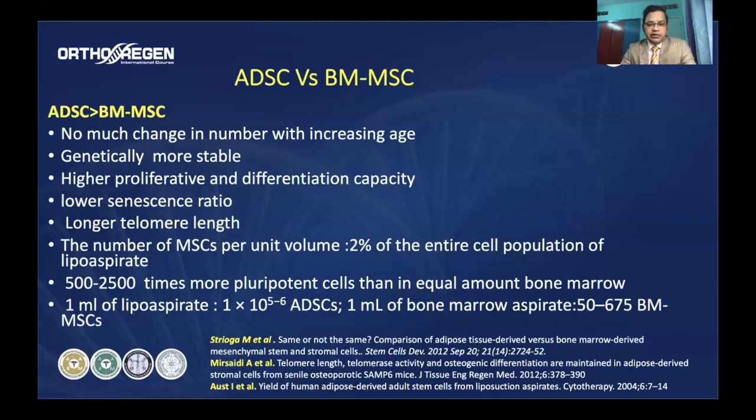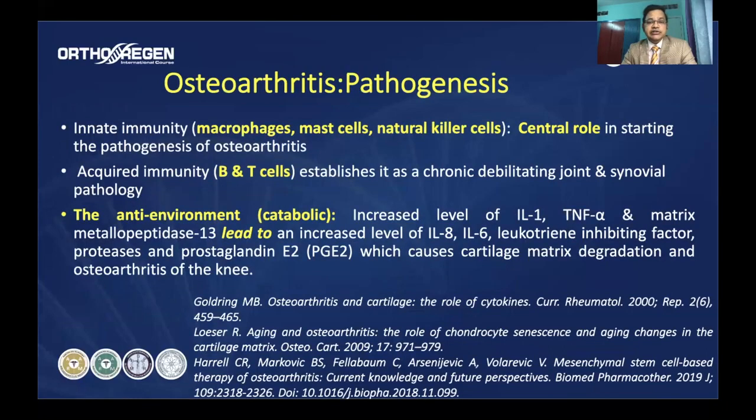But this is debatable, because those who use bone marrow say the number may be less, but the quality is better. The colony-forming units are better in the bone marrow. And those who use adipose say it's easy, the numbers are more, they have better proliferation capacity. But those who use bone marrow say no, the quality of colony-forming units may not be better in adipose-derived stem cells. So this is an ongoing debate, and more studies will solve this issue of which is the best or the better source.